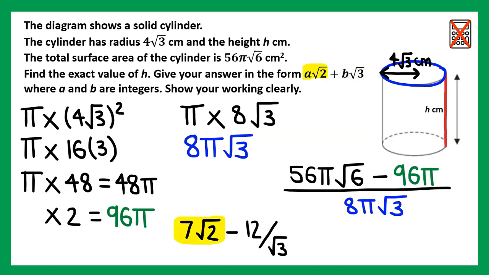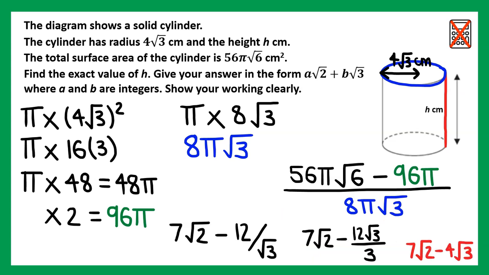We can see that we already have something lots of root 2. And the last thing I need to do is leave it in terms of something lots of root 3, which I'm almost there with, but root 3 is written as the denominator, so I need to rationalise the denominator by timesing the top and bottom by root 3. So I get 7 root 2 minus 12 root 3 over 3, leaving me with my final answer of 7 root 2 minus 4 root 3.